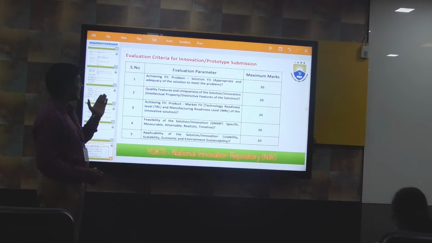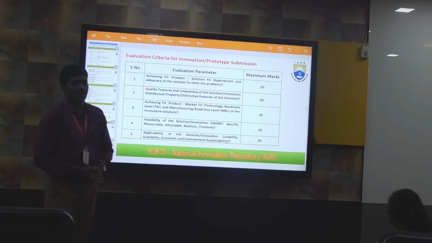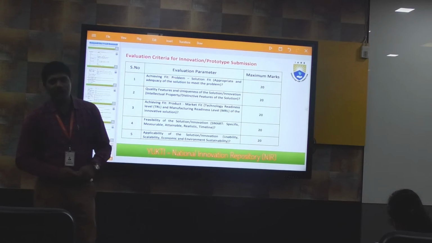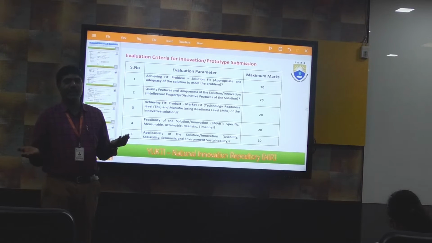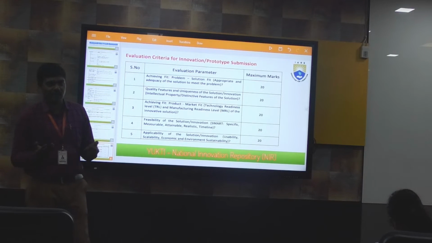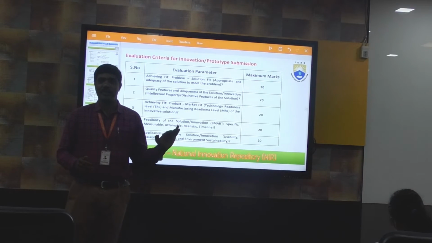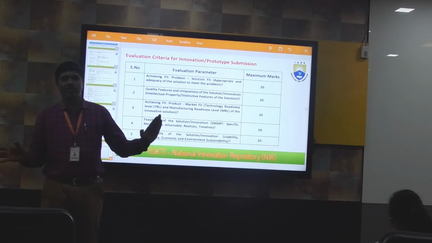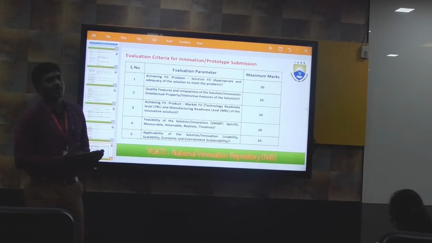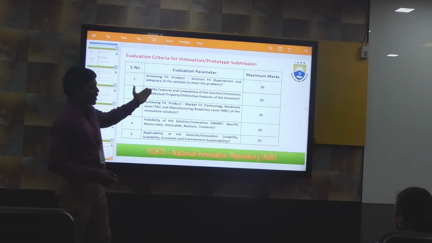The first one is achieving fit, problem solution fit. Here, during the IDR POC level, there may be a problem and students are going to have a prototype. We have to see whether this prototype is going to address this particular problem or not. If whatever they made is really addressing this problem, we can say that problem solution fit is achieved. They identified the problem and came up with the solution. Is this solution going to meet the requirements of the customer to address that problem? If so, the problem solution fit is done.